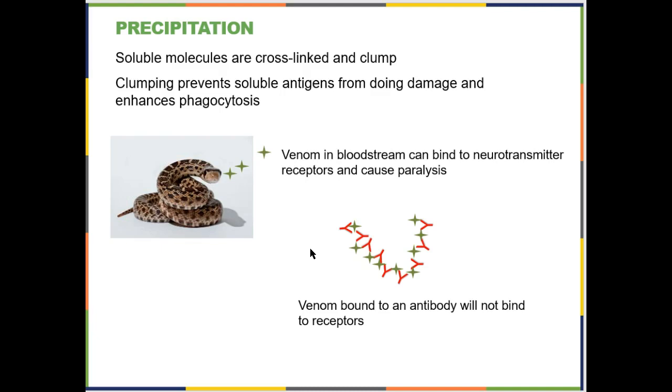So at any rate, that's precipitation. It's very much like neutralization, only instead of neutralizing something on the surface of a virus, you're neutralizing a soluble agent and then also causing it to clump. And again, this makes it easier to clean up. So macrophages can come along and clean up and digest large piles of soluble antigens.